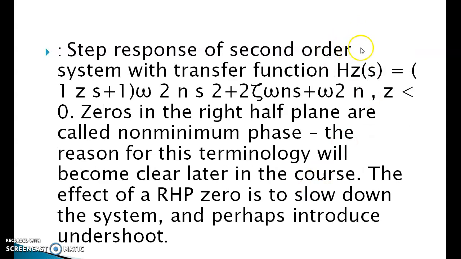Step response of a second order system with transfer function Hz(s) = ((1/z)s + 1) omega_n^2 / (s^2 + 2 zeta omega_n s + omega_n^2), where z is less than 0. Zeros in the right half plane are called non-minimum phase. The reason for this terminology will become clear later in the course. The effect of an RHP zero is to slow down the system and perhaps introduce overshoot.